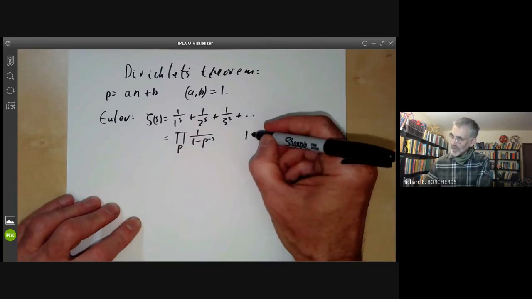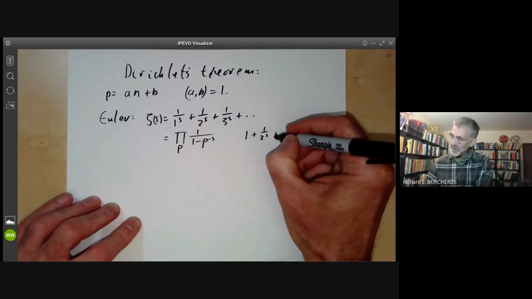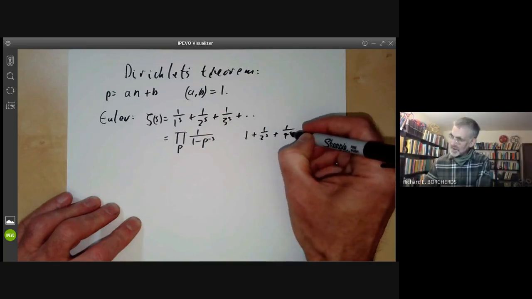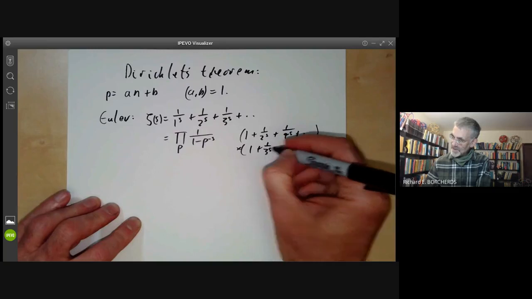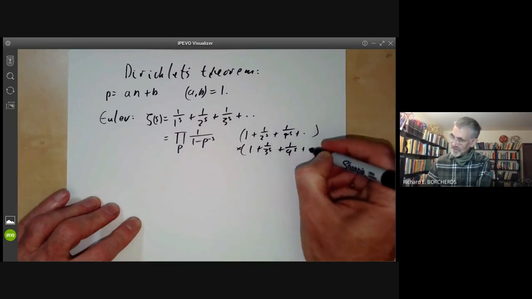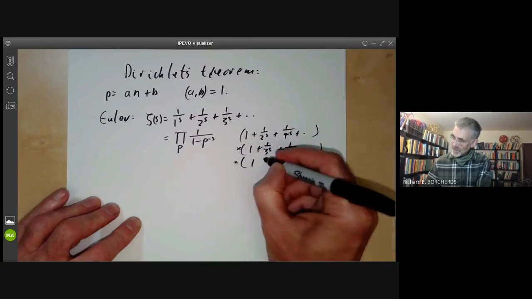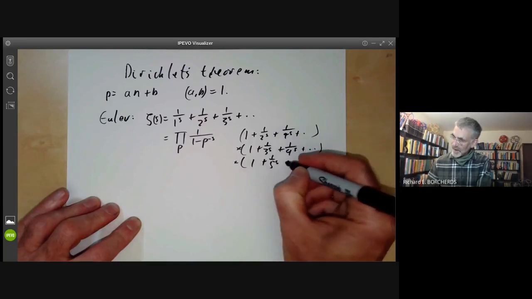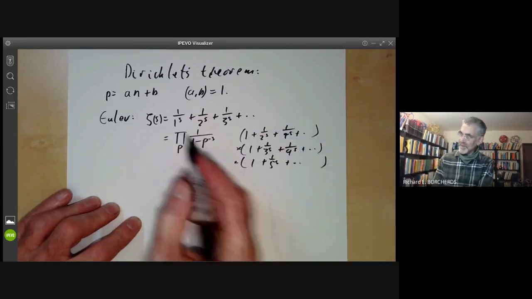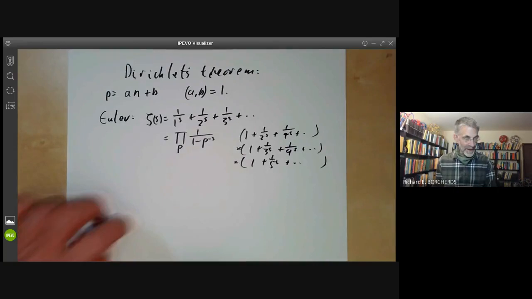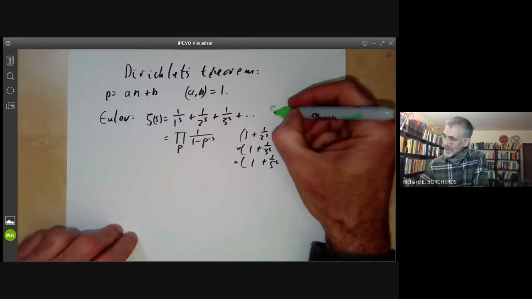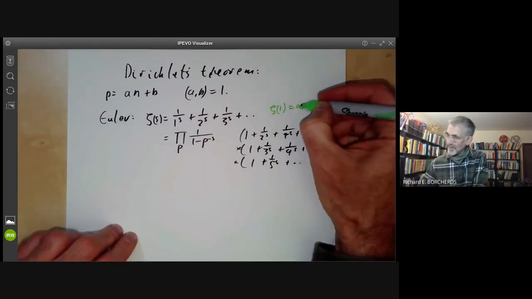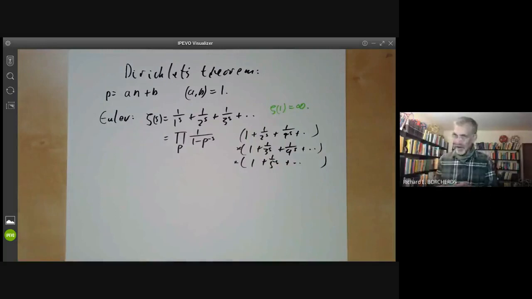So we have 1 plus 1 over 2 to the s plus 1 over 4 to the s and so on, times 1 plus 1 over 3 to the s plus 1 over 9 to the s and so on. And the same thing for 1 plus 1 over 5 to the s. And if you just multiply these all together, you find the formula for zeta of s. Now you notice in particular that zeta of 1 is infinite because this is just the harmonic series.